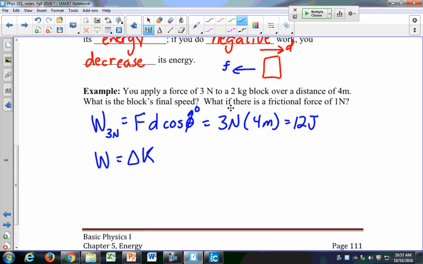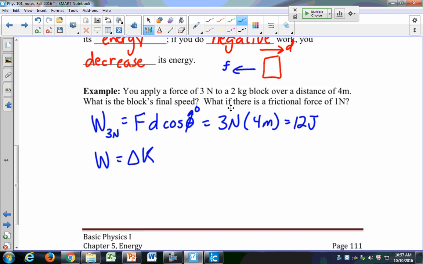Now, how can I find its speed? I know that by doing this work, I've given it 12 joules of kinetic energy. And now I want to figure out what is the speed of this object. Now, we could have worked this problem with kinematics, right? We could have said, well, this force on this mass has a certain acceleration, and this acceleration is over 4 meters. So I can figure out its speed.